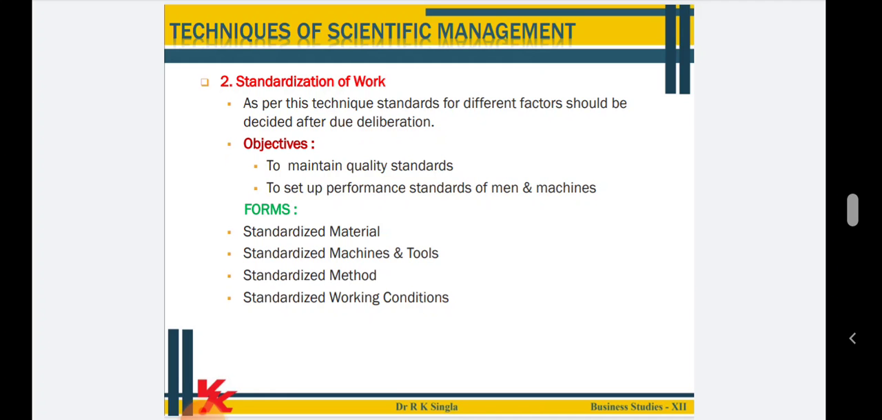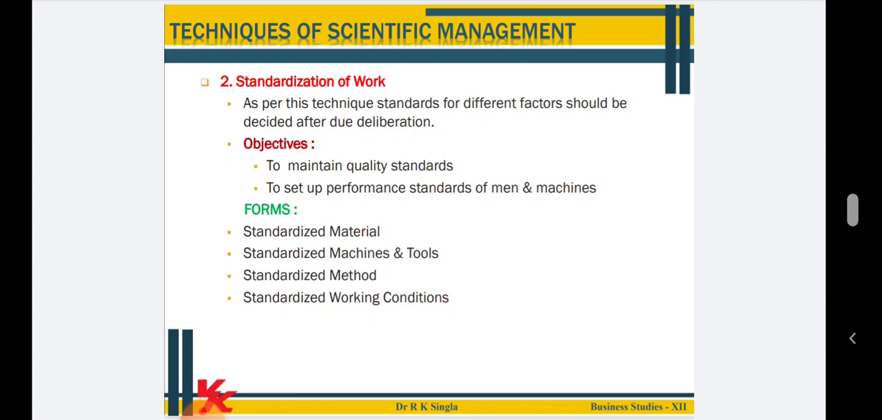So what is the objective of standardization and simplification? The objective is to maintain the quality standards. हम ये टेक्निक क्यों अडॉप्ट करते हैं, ताकि हम क्वालिटी को मेंटेन कर सकें. If we use standardized techniques and standardized raw material, then ultimately the quality standards will be maintained in the organization. Then, to set up performance standards of men and machines.